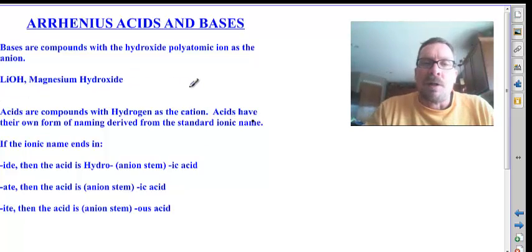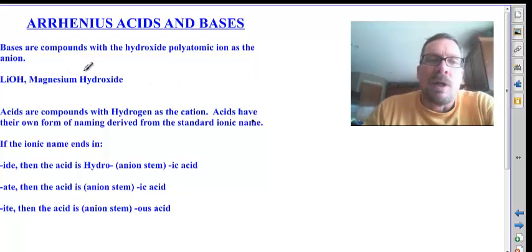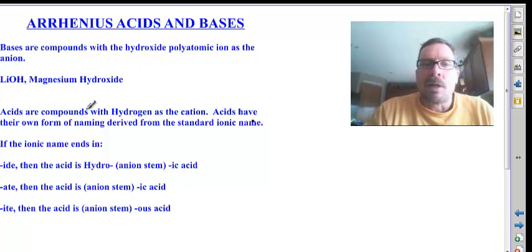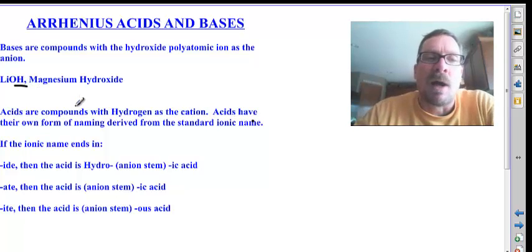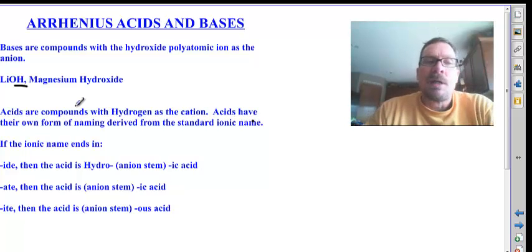Arrhenius bases are very simple. We won't spend much time on their naming. According to Arrhenius, bases are any compound that basically has the hydroxide polyatomic ion as its anion, as you can see in the formula here for lithium hydroxide. So essentially they are ternary or polyatomic ionic compounds, and you just name them as such.